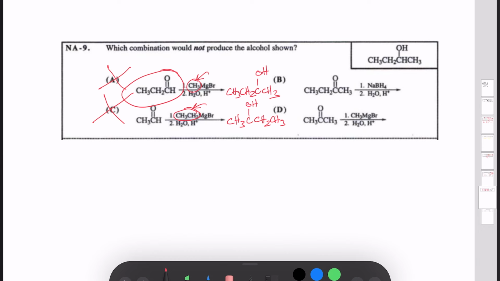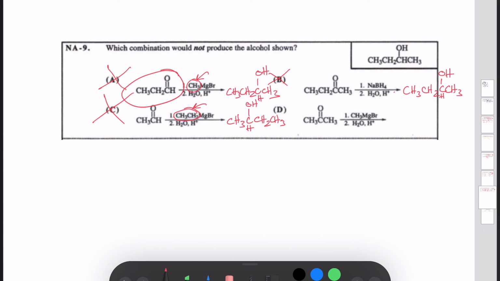Option B, we are reacting this ketone with sodium borohydride, followed by a workup, and this reaction will actually convert the ketone into a secondary alcohol. And it turns out that this secondary alcohol is the same. I made a mistake, I should have included a CH here. That allows us to get to the same final answer, so B would not be a choice either.